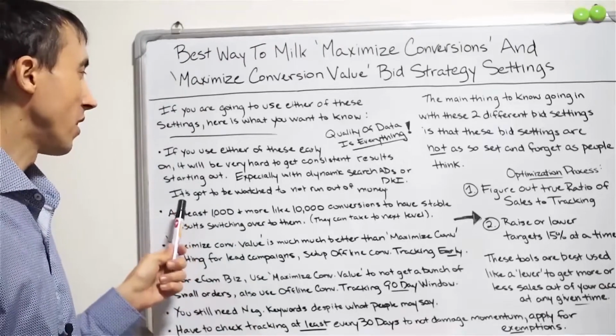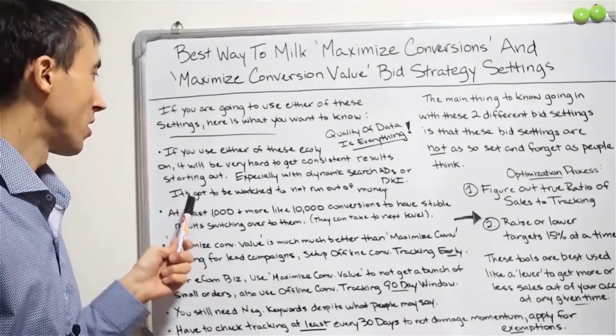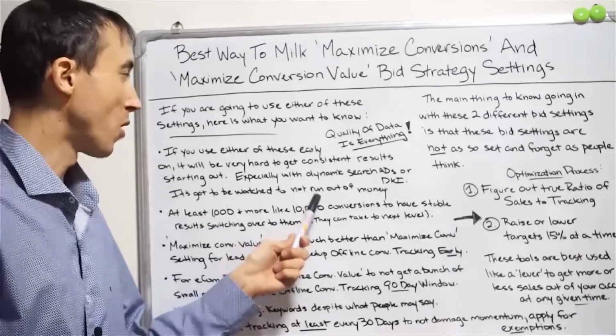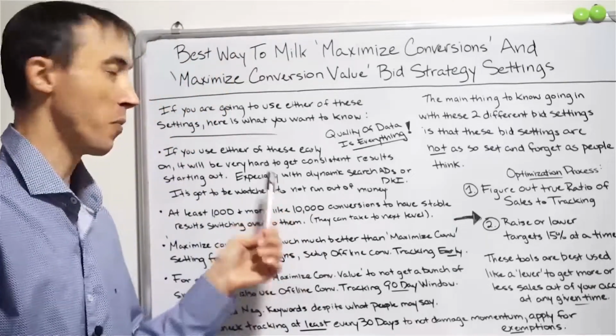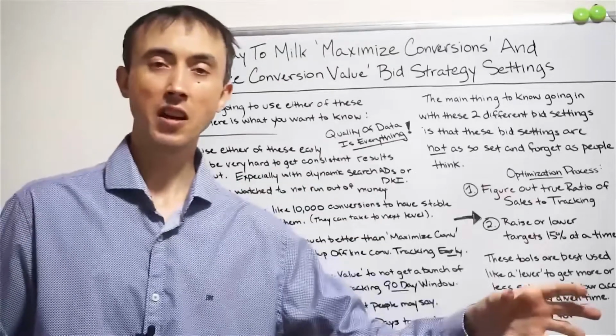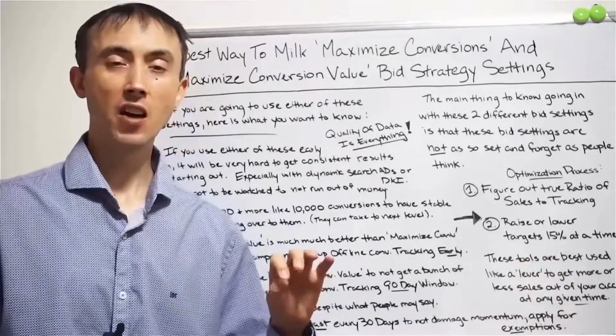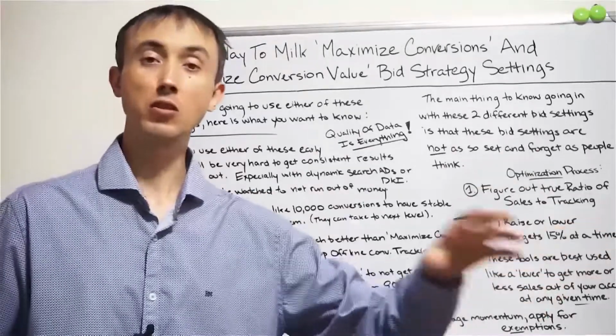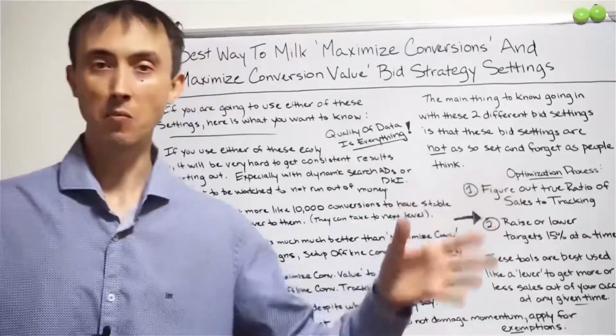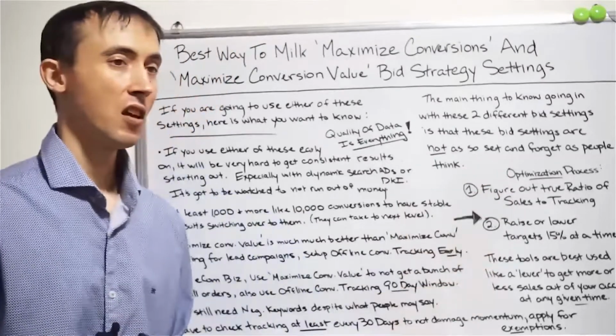So basically, in other words, it's got to be watched to not run out of money before you get to that break-even point. If you do these automated bidding strategies, you basically are going to have to keep an eye on it anyway. Otherwise, it'll take so long before you hit profitability that potentially you'll just run out of money before you ever make money up front, if that makes sense.